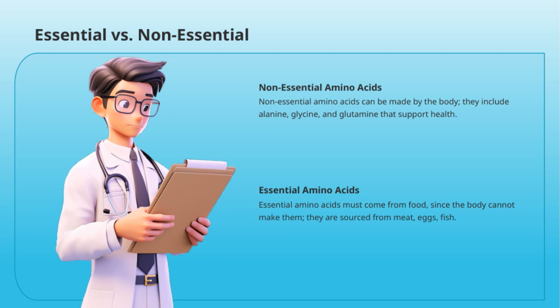So, the key difference here is that essential amino acids must come from what we eat, while non-essential ones can be produced internally. Understanding this helps us make better dietary choices to ensure we're getting all the building blocks our bodies need for optimal health. This distinction is fundamental as we look at how nutrition impacts our overall well-being.